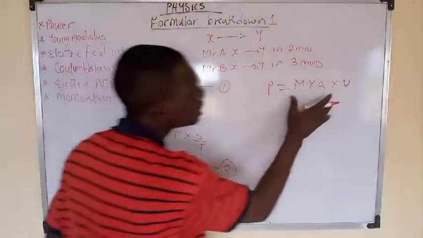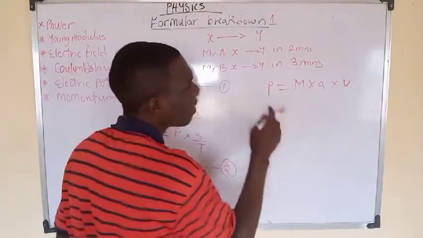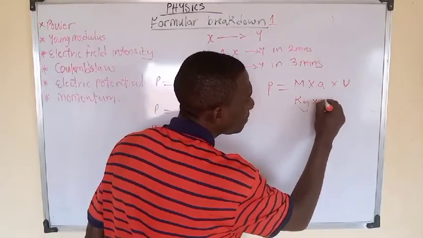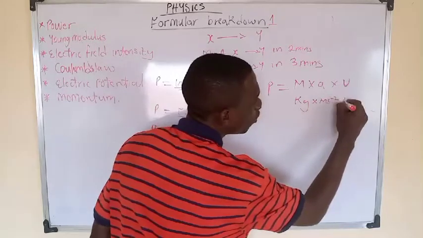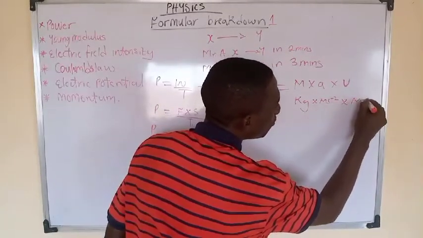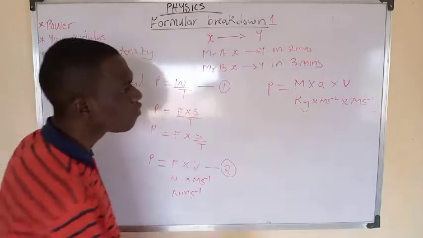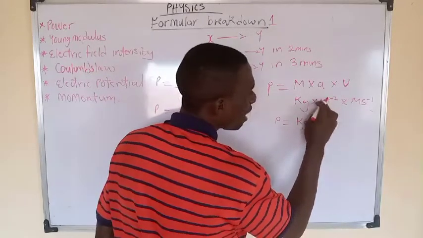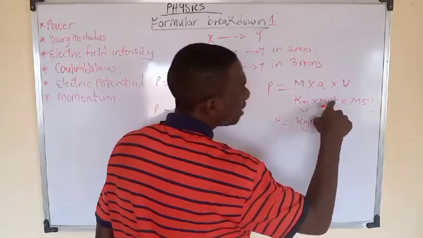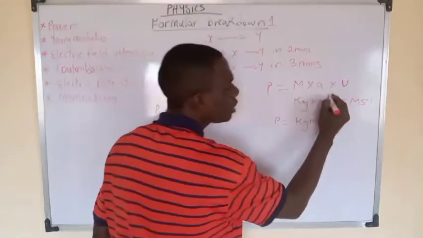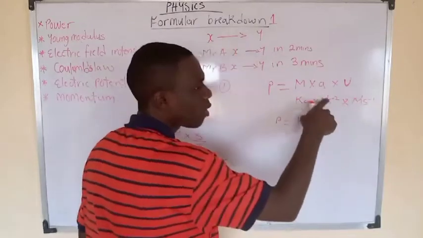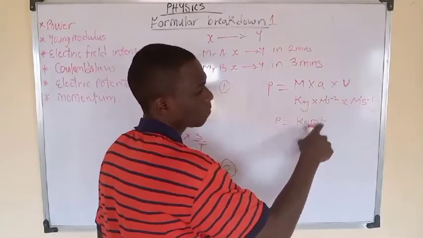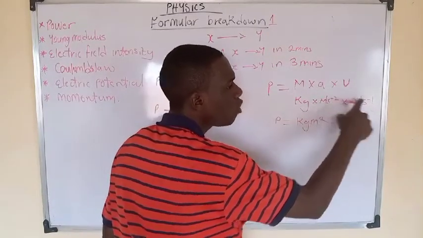Now, based on this formula, we could derive another unit for power. Mass is measured in kilograms. Acceleration is measured in meter per second square. Velocity is measured in meter per second. So if we multiply these, we'll have power equal to kg, and m times m will give us m squared. Based on the law of indices, this one is raised to the power of 1 and this one is raised to the power of 1, so that's what we're going to add. 1 plus 1 gives us 2. And s times s will also give us s squared. Now, based on the law of indices, minus 2 minus 1.